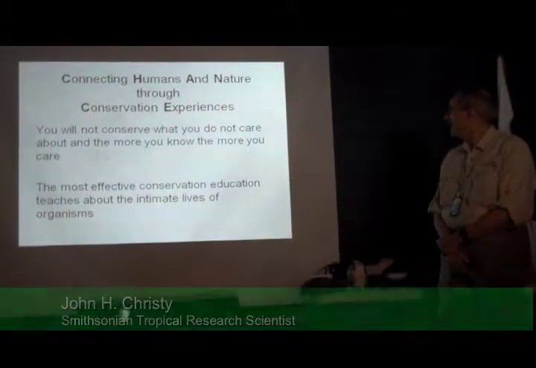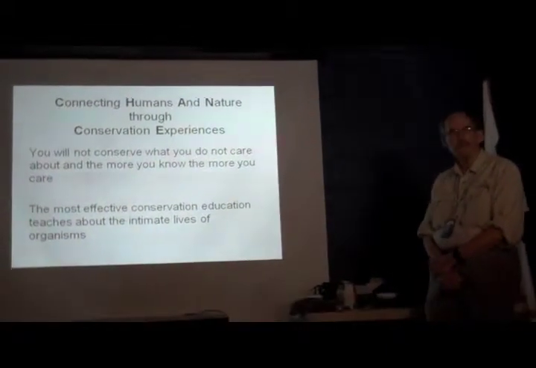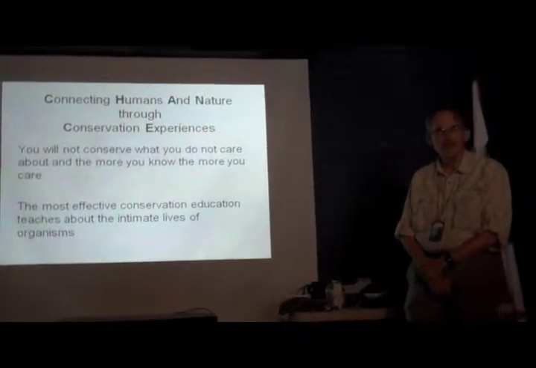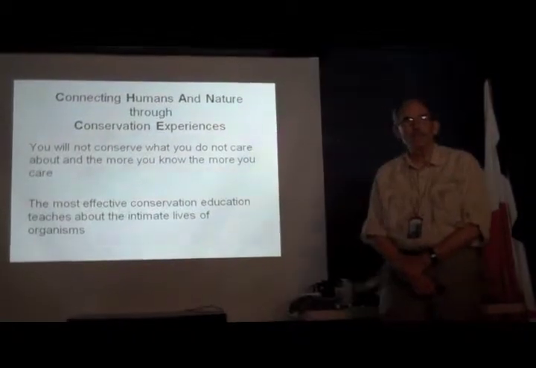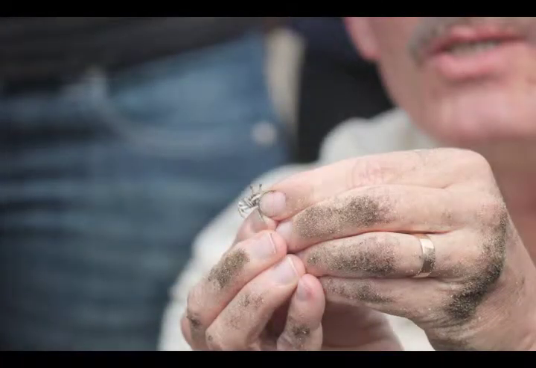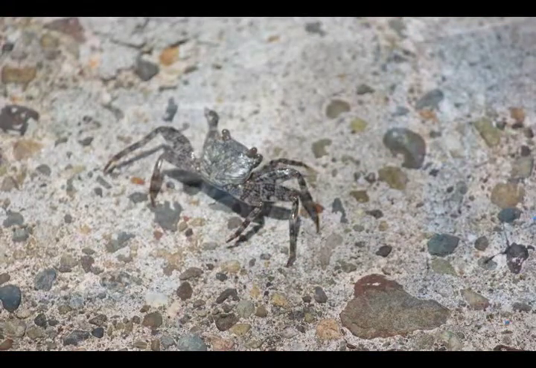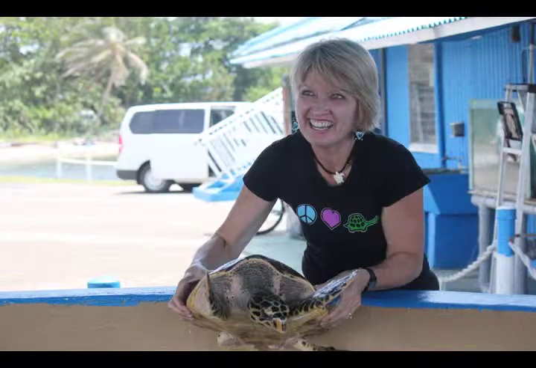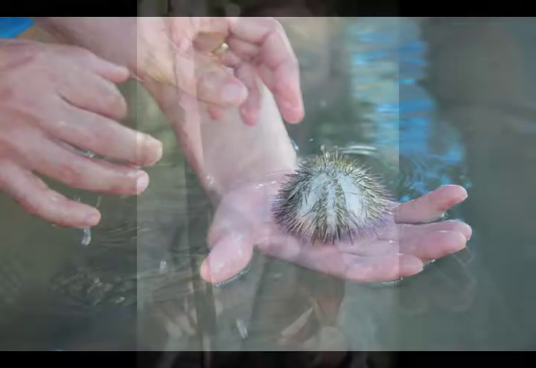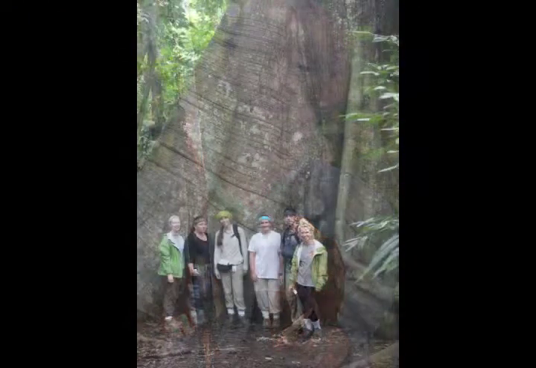People don't conserve anything unless they care about it. And the only way you can get people to care about something is to teach them about it, let them learn about it, let them know about it. And sort of a corollary of that, for me anyway, is that the most effective conservation education is not to mandate, conserve this, conserve that, but to teach about the intimate lives of organisms, about the nature that is all around us. So my approach to conservation is sort of indirect.